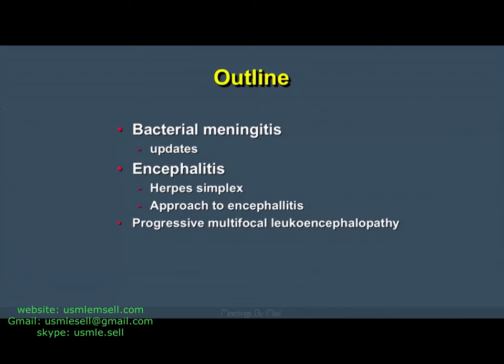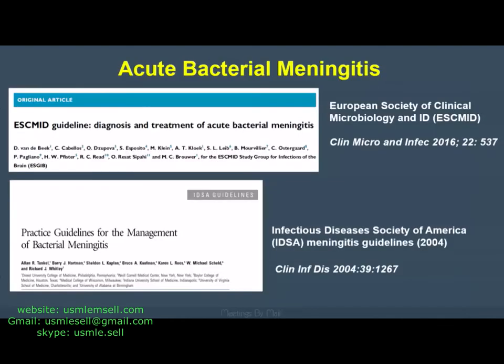So I've tried to pick the ones that I get a lot of questions on in our Neuro ID service. And just as a reminder, for acute bacterial meningitis, there are actually 2 guidelines. There's one from the Infectious Diseases Society of America, and this is actually a little bit dated, 2004, and I know people are working on this. And then there's one from the European Society of Clinical Microbiology and Infectious Diseases, which is very good. And this was updated in 2016.